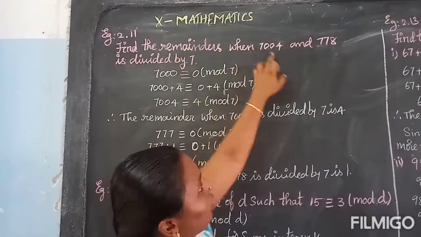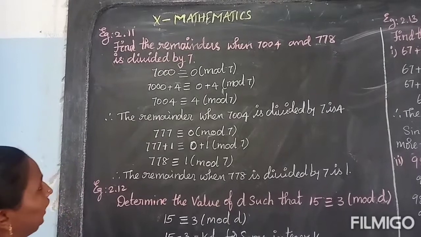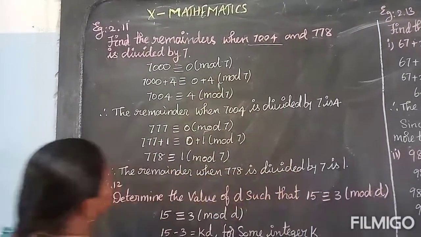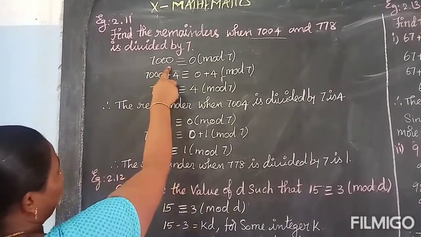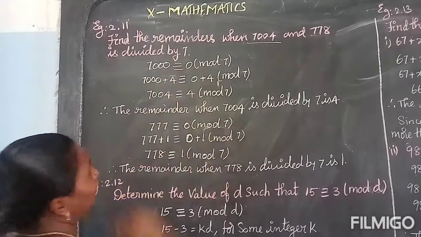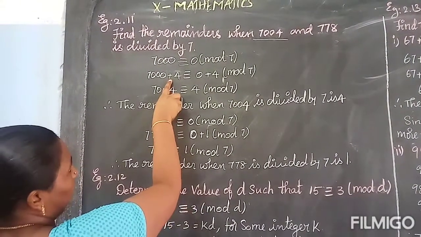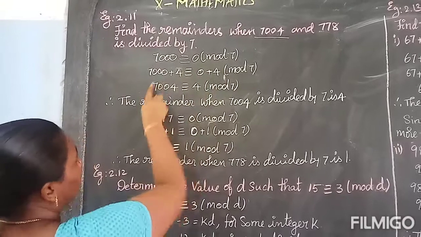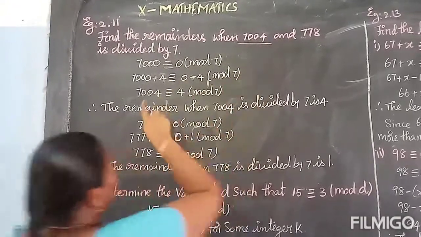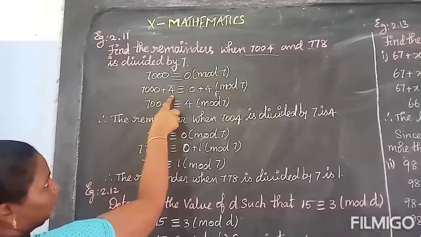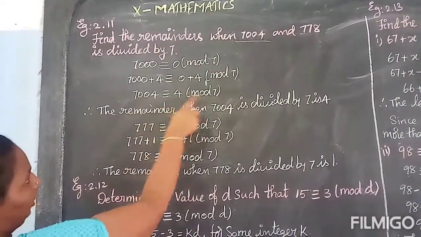Find the remainders when 7004 and 778 are divided by 7. So you have to see the nearest number to 7004 which is divisible by 7. We say 7000 is divisible by 7, you know. So we can write 7000 is congruent to 0 mod 7. Okay. So we saw one theorem, that you can add any integer on the right-hand side, and now you have to add it to the remainder also. So 7000 plus 4. Why am I adding plus 4? Here they have given 7004, so you have to add 4 here. So 7000 plus 4 is congruent to 0 plus 4 mod 7. So 7004 is congruent to 4 mod 7.